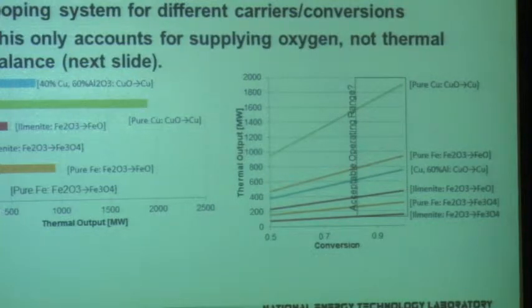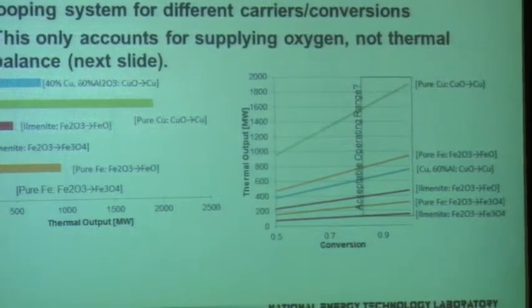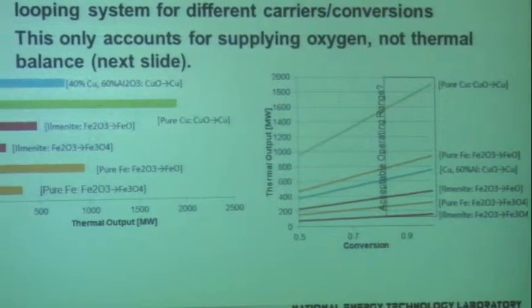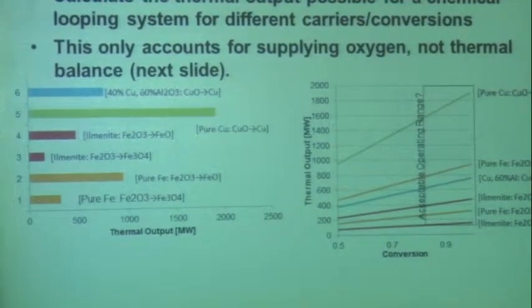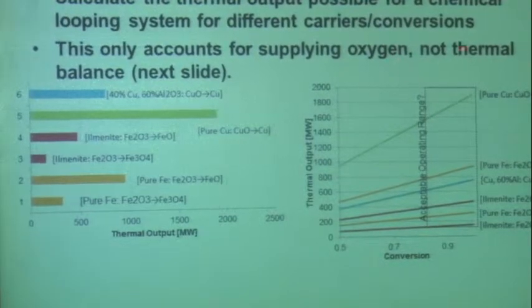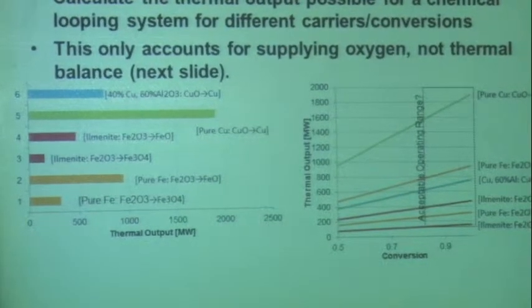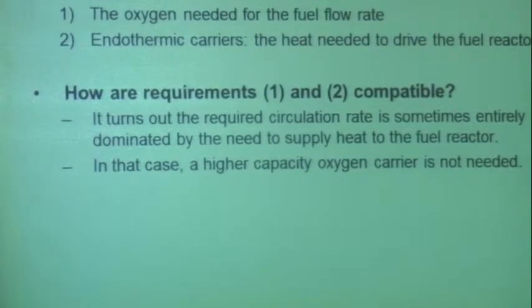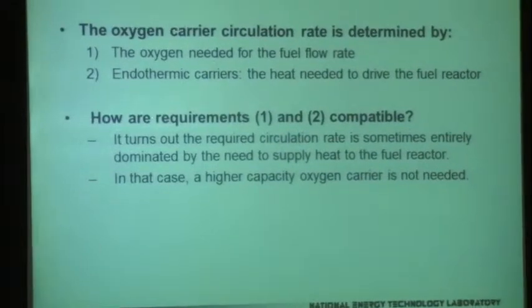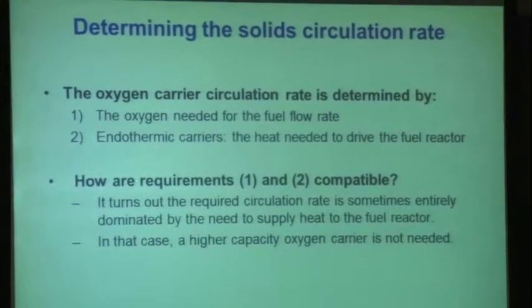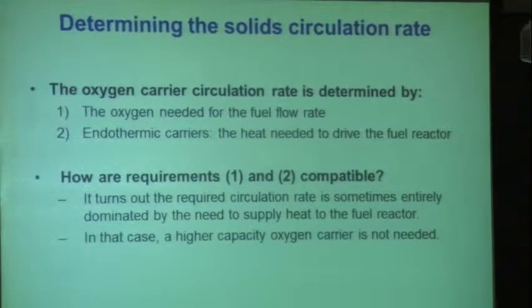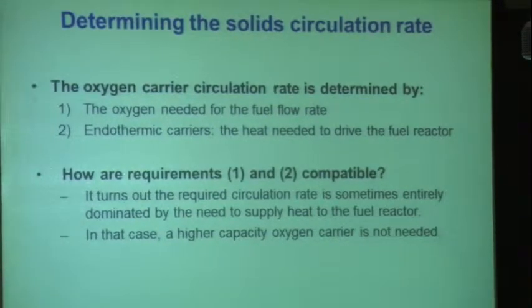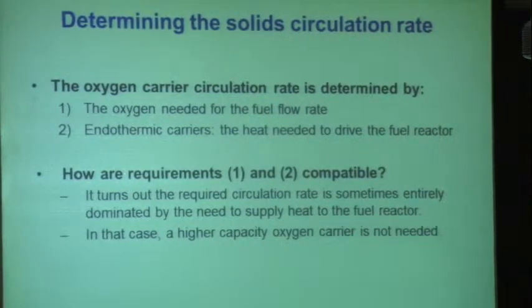All right? So I looked at that slide and I thought, oh, it's like we can make these things. Yeah, we probably can. It's not out of the realm of experience. But there's a few more details. This is a first order estimate, and all I've done here is account for supplying oxygen, not the thermal balance. So now we're going to go back to what we started with a little bit earlier and say, well, how exactly did we calculate the solid circulation rate here? Remember I said for these endothermic carriers, how do you get the heat over to the fuel reactor? It comes with the mass going over with it.